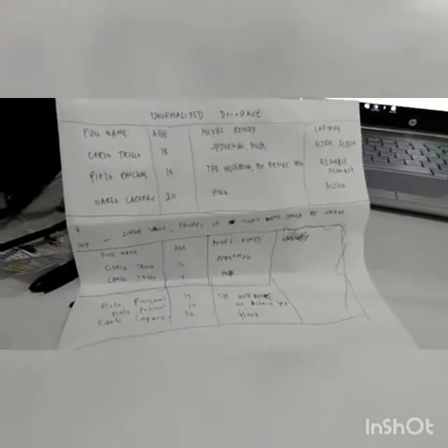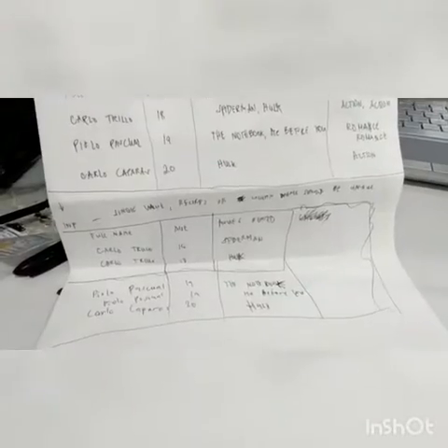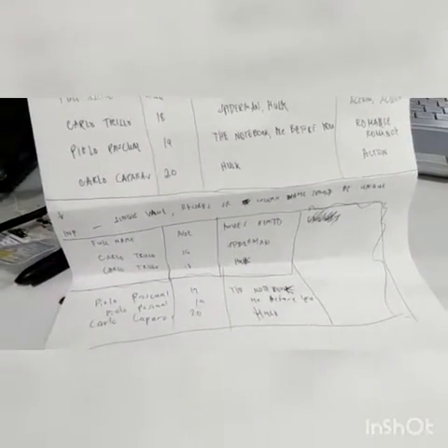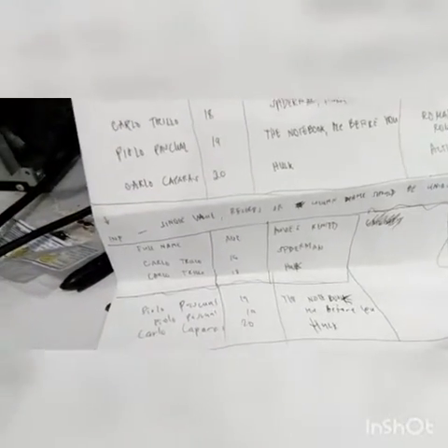Now let's move into first normal form. First normal form rules: each table cell should contain a single value. Each record needs to be unique. So I'm going to show you an example of the unnormalized database turned into first normal form. First normal form rules: each table cell should contain a single value. Each record needs to be unique.